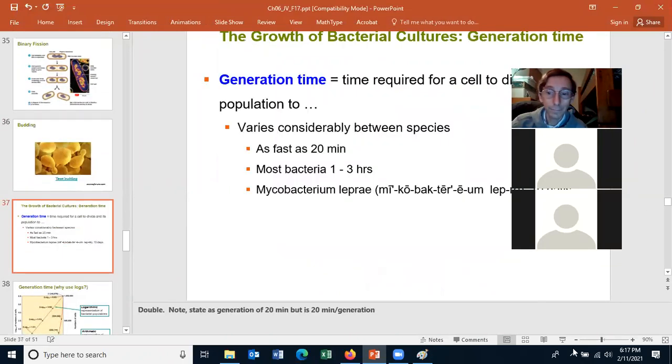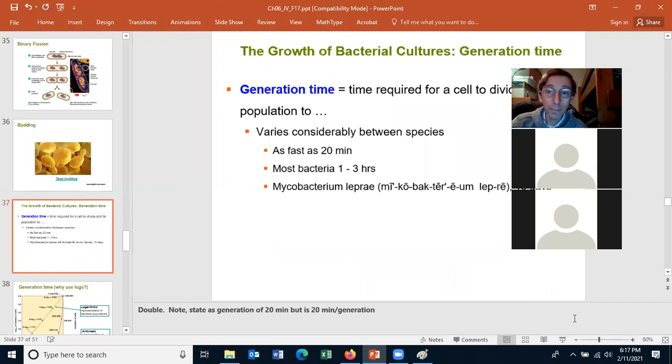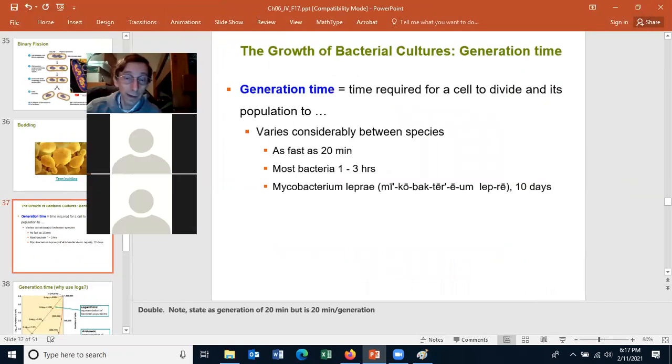All right. When we're talking about bacterial cultures, each culture has a generation time. A generation time is the time required for a cell to divide. So one cell divides into two, and it's the same time as for the population number of the species to double.